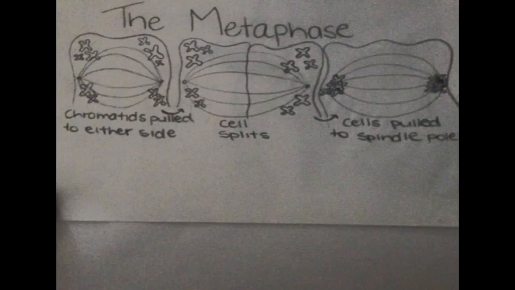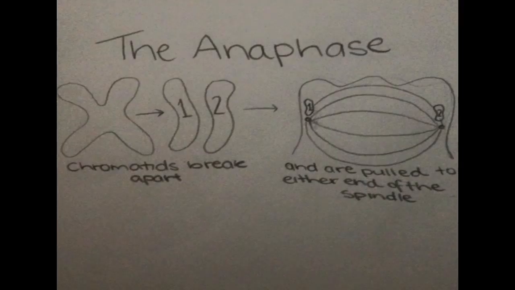The anaphase. Next comes the anaphase. This phase consists of the chromatids breaking apart and the two chromosomes formed being pulled to opposite ends of the pole.